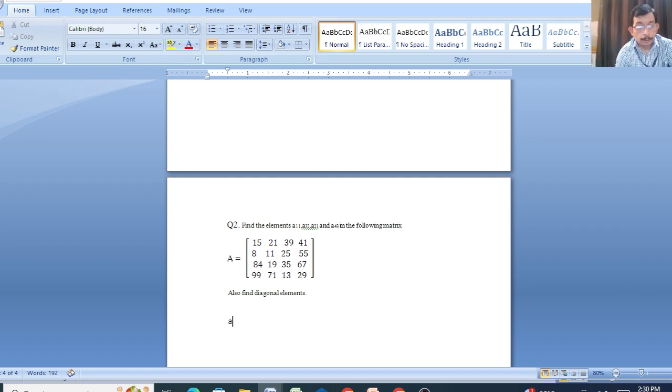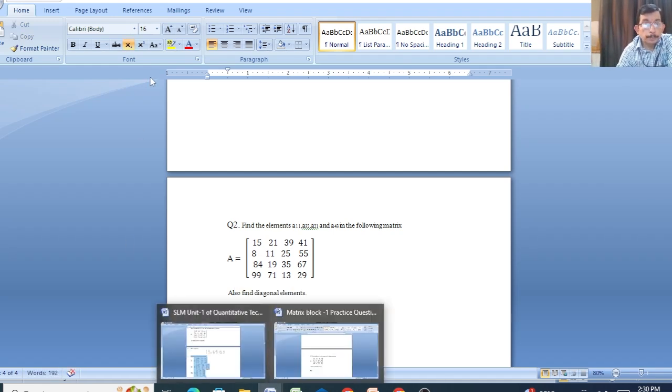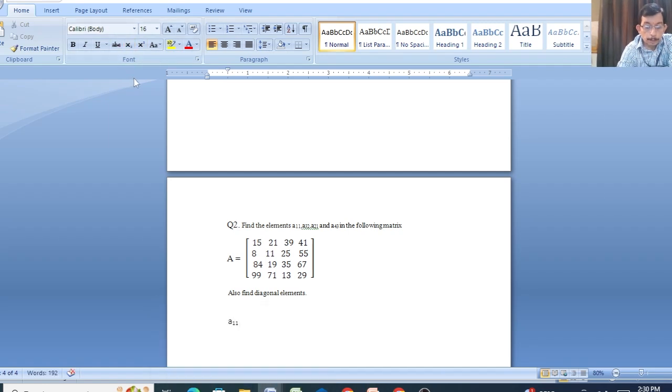A11 equals, what is the meaning of A11? A11 belongs to the first row, first column element. So the first row, first column element is 15. So A11 equals 15. This is a simple example.